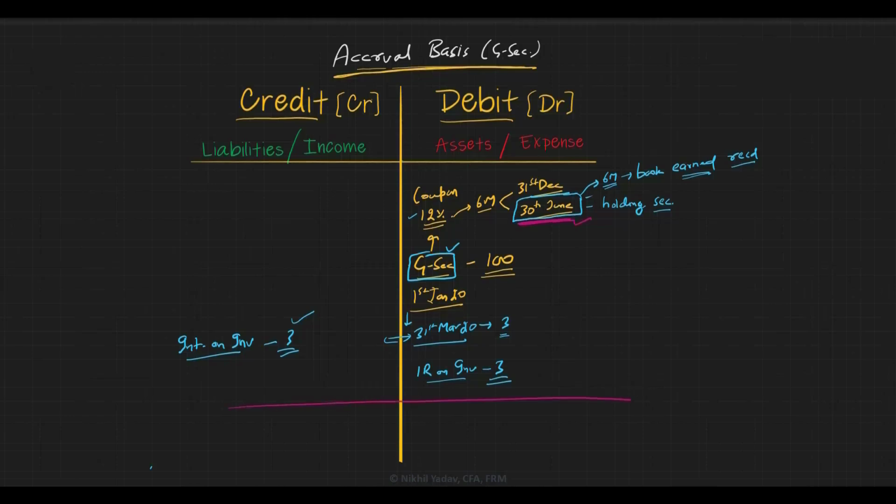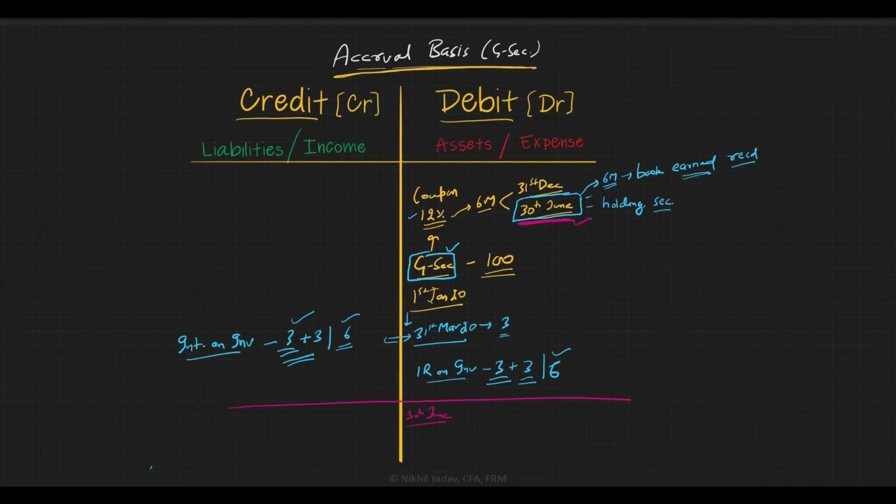Let's say 3 more months have passed and it's the 30th of June now. So during these 3 months I would have booked the income of 3. So interest receivable would be 6 by now and the interest earned would have increased by 3. So net income that I've booked so far is 6. So what happens when I actually receive it?